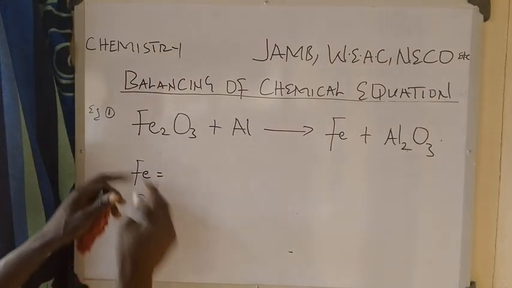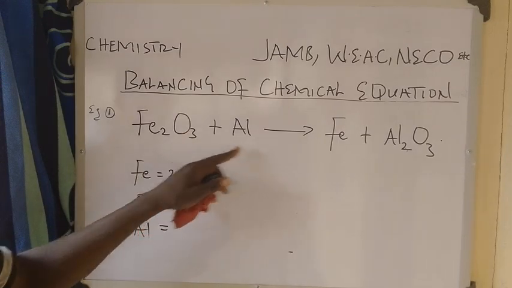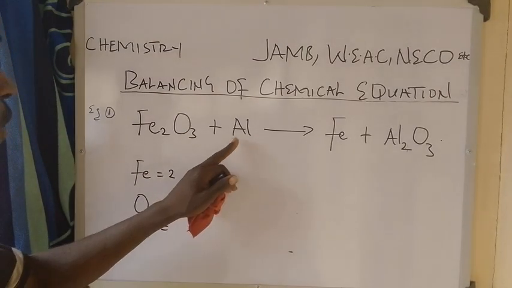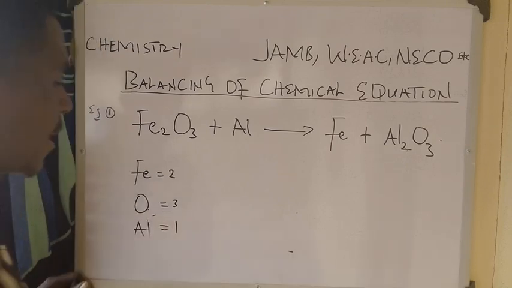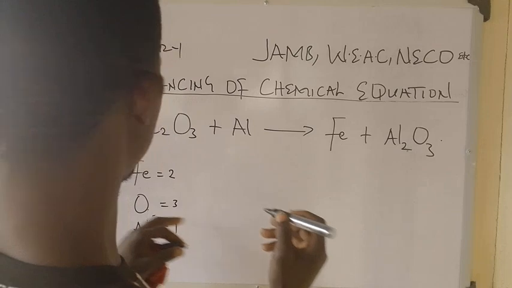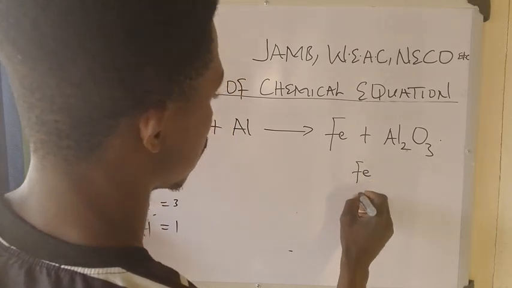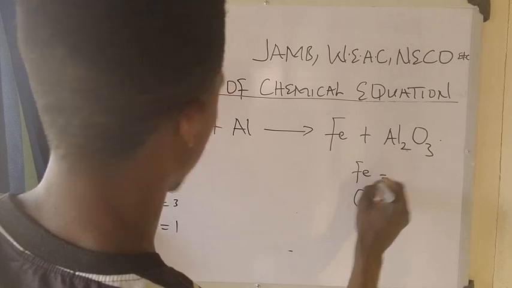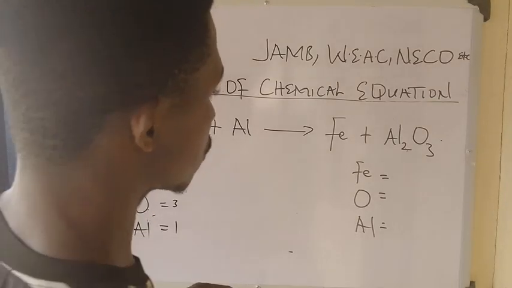So now can we check? Iron, how many do we have here? This is 2. Oxygen, how many atoms of oxygen do we have? It's 3. So can you see that aluminium here is 1? So you just write 1 here. That's all. Then you come back to this side. What are the possible atoms that we have here? We have Fe, we have O here, and we also have aluminium.